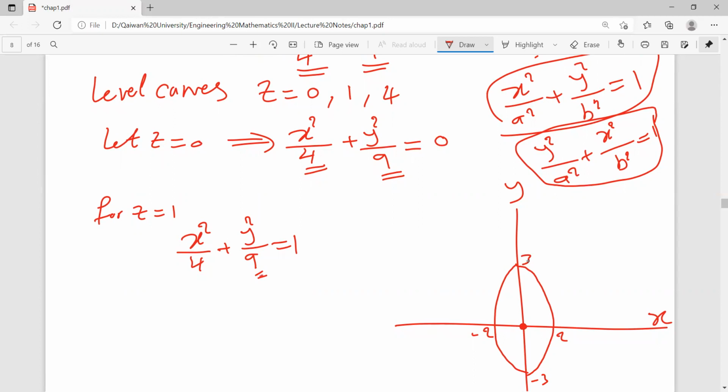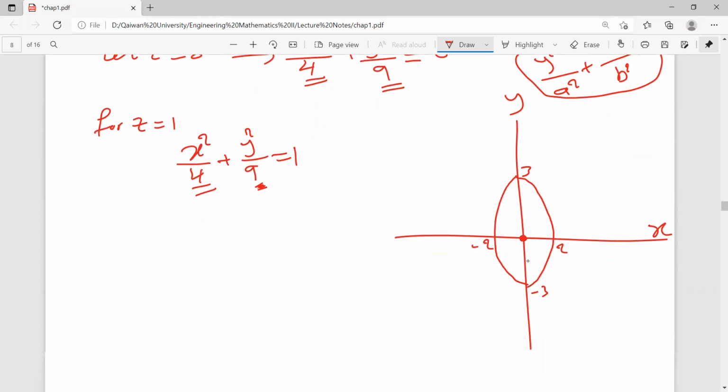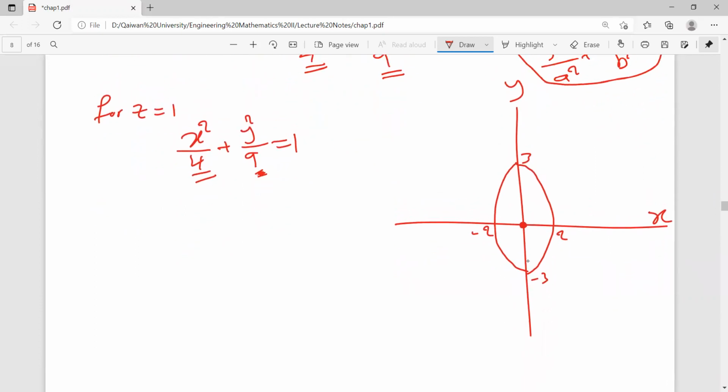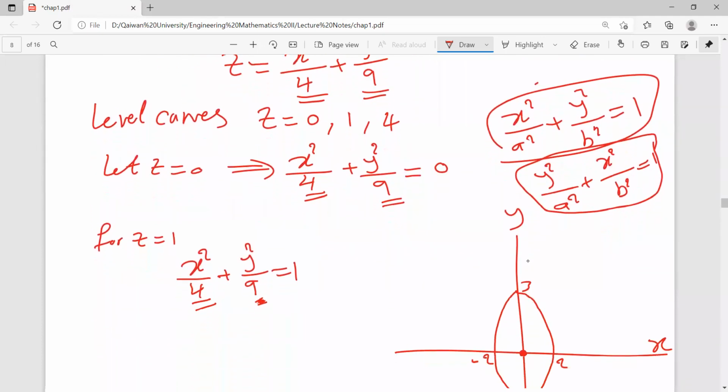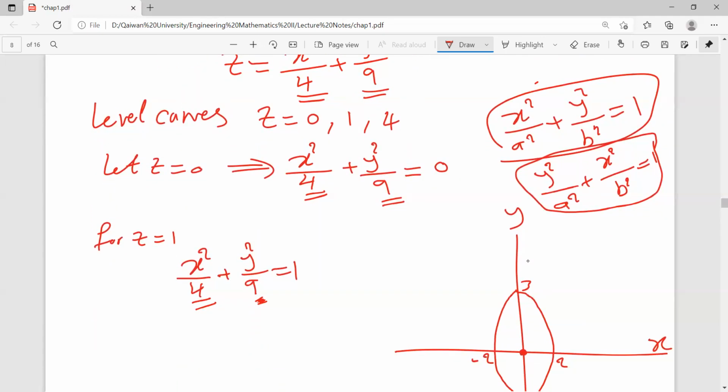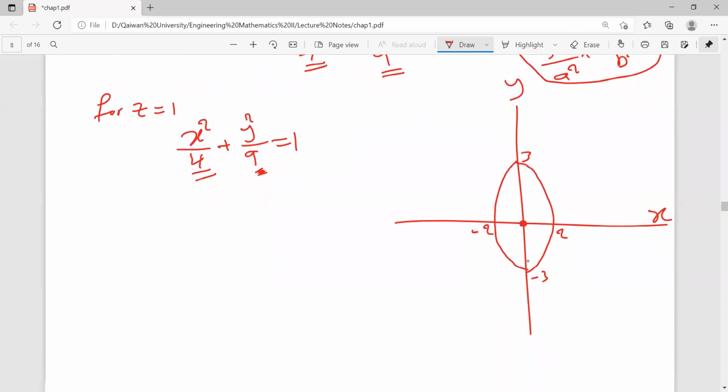Here, the bigger one is A, and the smaller one is B. A squared is 9. How about A? A is 3. That means it's from -3 to 3. From the center, we have 3 units up and down because it's on the y-axis. And for this one, it's 2. On the x-axis, we have 2 to the right and to the left. This is the graph of the level curve for z equal to 1.